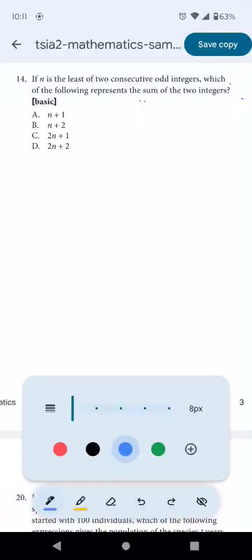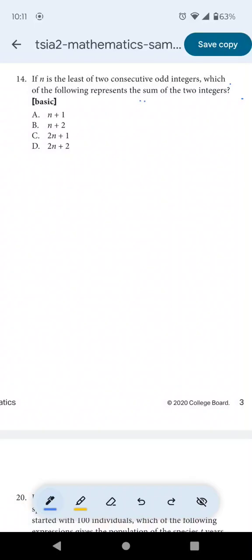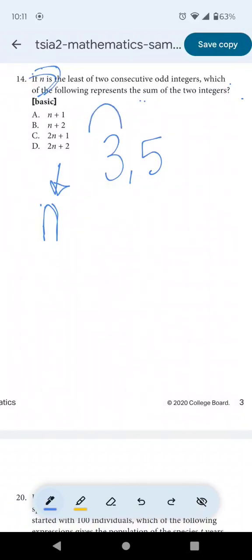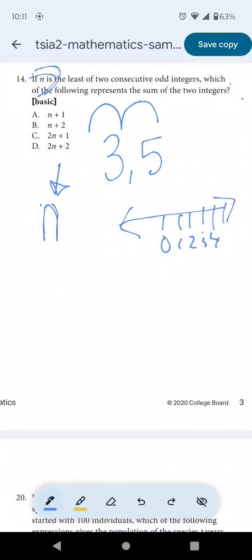All right, so now we're going to solve this as if we're really trying to solve it. So n is the least of two consecutive integers. So let's see, we have 3 and 5, consecutive odd integers, which means it'll be n, because I don't know what number I'm going to start with. The only way that I can get to an odd number is if I take two jumps. So think about it on a number line, right? If I have 0, 1, 2, 3, 4, and 5, if my first number is 3, the only way I can get to 5 is by doing 2 hops.